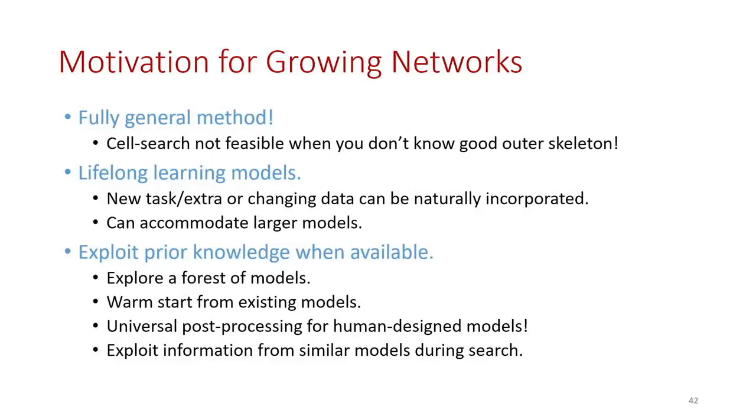So you want that property, and it's not easy to get with the previous methods because they have the flavor of, hey, give me a data set, I will try things and give you an architecture. So it's not easy to warm start from something that already exists, and also to explore prior knowledge.